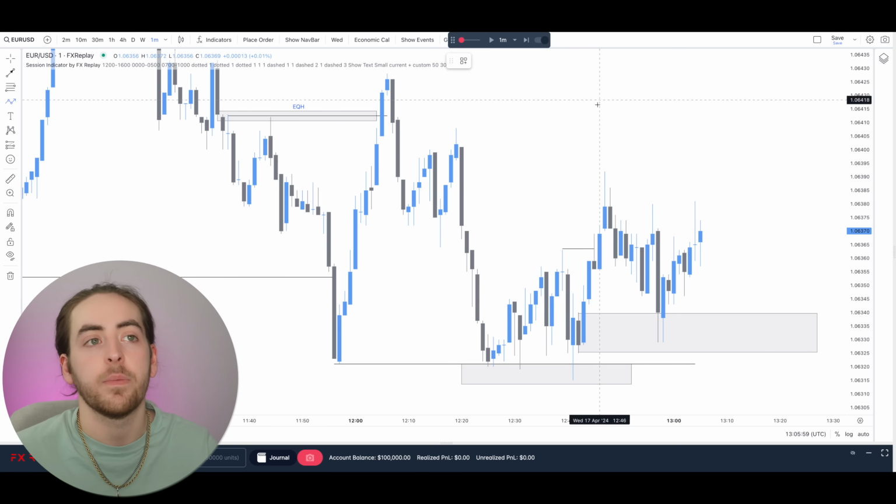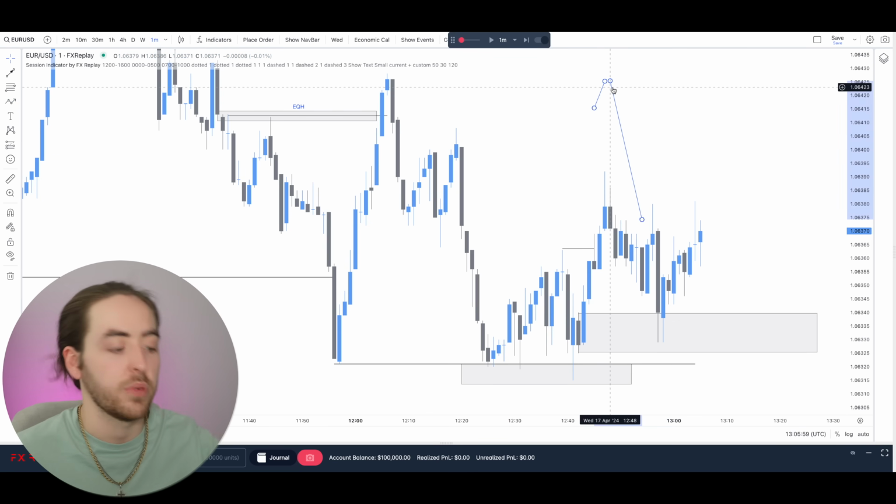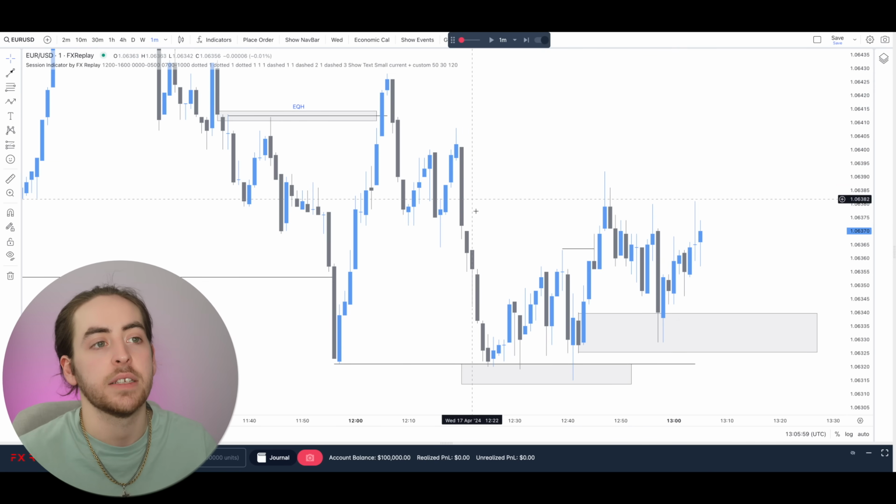An inefficient market is a market where we have a big drive down which is not retested. So a big open price range. For example, when we formulated this movement here, this left a market inefficiency.